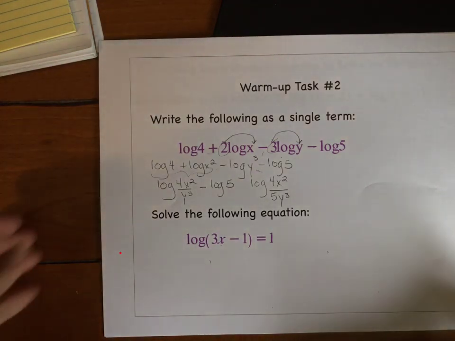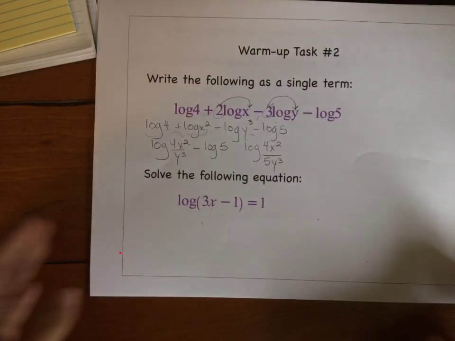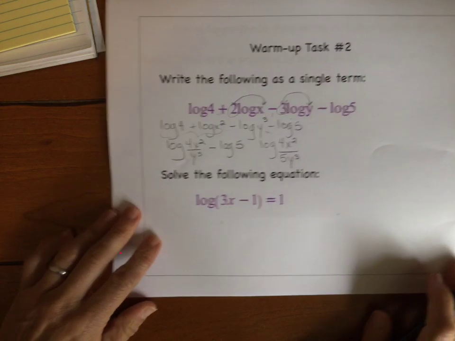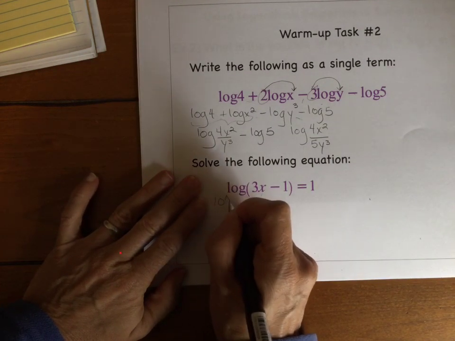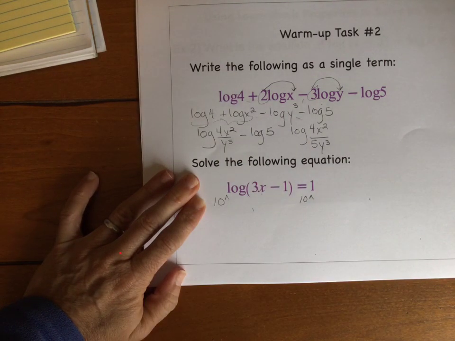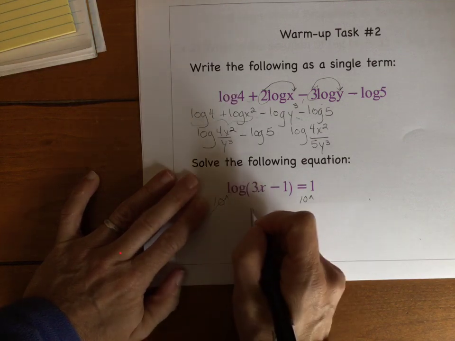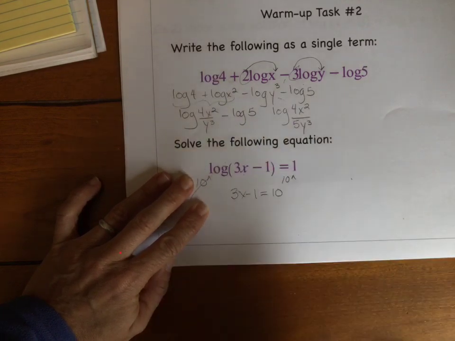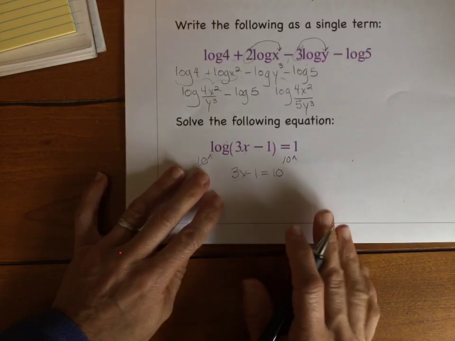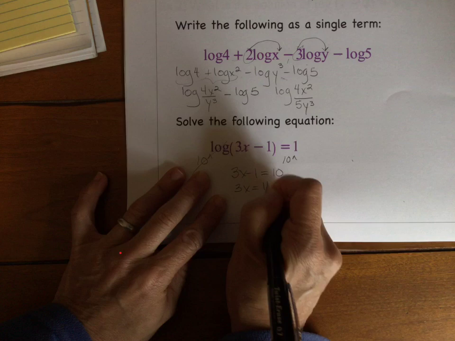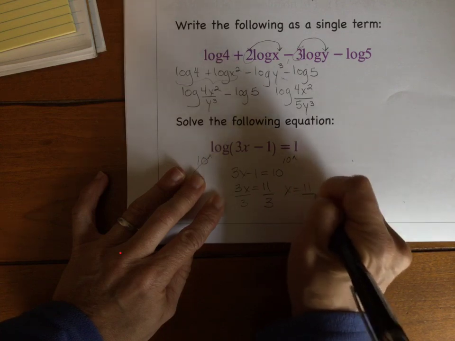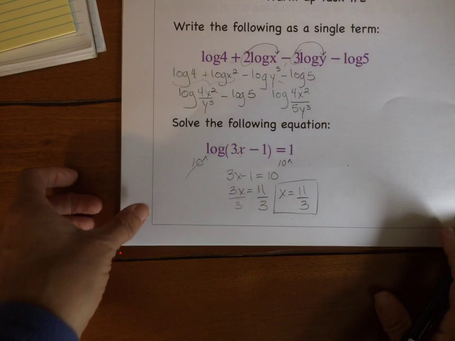All right, now the second warm-up is just review from task number 1, where I have a log base 10 equation that I need to solve. And so to undo it, I'm going to do the inverse. So if it's base 10, then I need to use 10 to exponentiate both sides. So when I do that here, those cancel out because they are the inverse of each other. This gives me 3x minus 1 equals 10 to the first power. It's just 10. Now I'm going to add 1 to both sides, giving me 3x equals 11. Divide both sides by 3, and my exact answer is 11/3 for that problem.